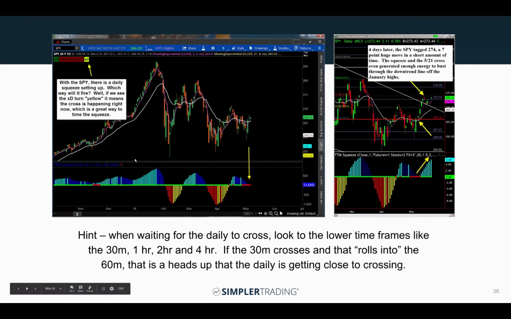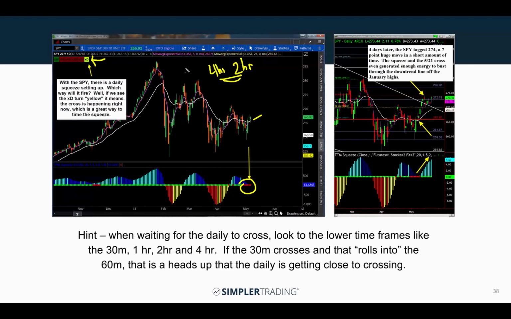And another example of this, from 2 weeks ago, is the S&P 500, the spiders, and you can see that there's a squeeze just sitting there setting up. So we're looking at this, and here's a squeeze, and we're wondering, gosh, which way is this going to go? And then we see the daily 521 cross. Okay, now before that, guess what? We already saw the 2-hour and the 4-hour cross.